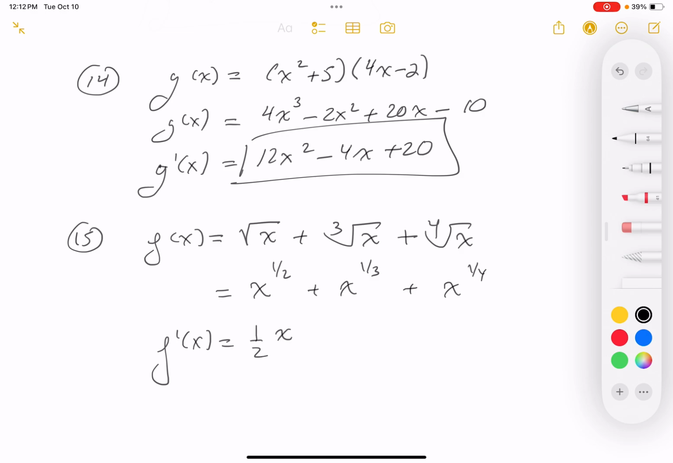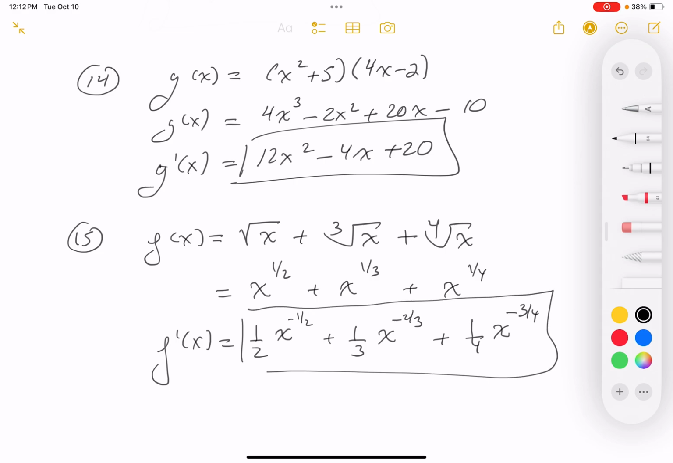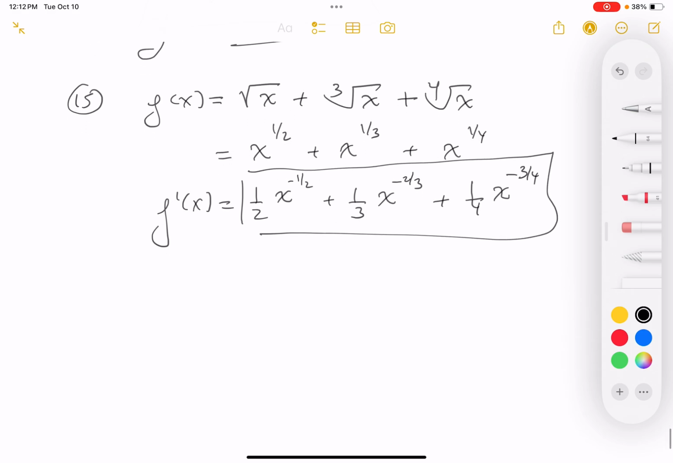And what are you going to do now? Take away 1 from the exponent, so minus 1/2. Plus 1/3, take away 1 from the power, and what do you get? Minus 2/3. Plus 1/4, take away 1 from the power, minus 3/4. To me, this is a good answer. However, they did speak to us in roots. I think we should probably write down roots. What do you get over here?